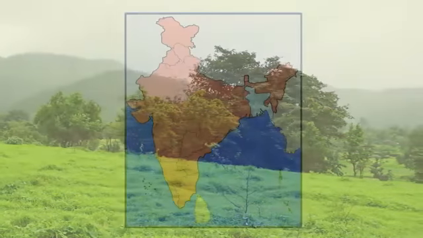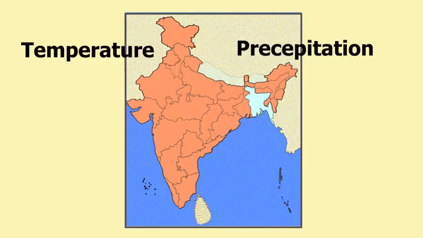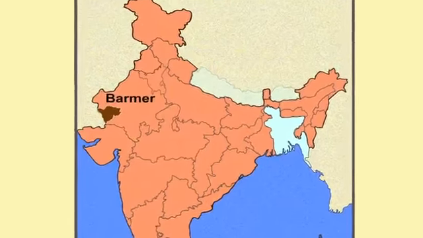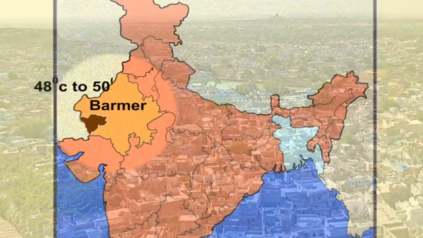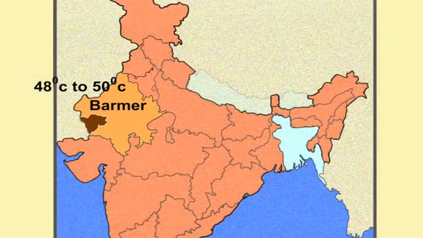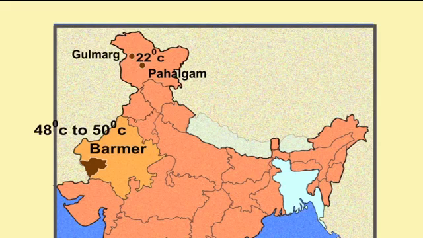Let us take two important elements, that is temperature and precipitation, and examine how they vary from place to place and season to season. If I take temperature, Barmer in Rajasthan may record a temperature of 48 degrees Celsius to 50 degrees Celsius on a June day, while it hardly reaches 22 degrees Celsius at Pahalgam or Gulmarg in Kashmir on the same day. However, in Dras near Kargil, the temperature may go down to minus 40 degrees Celsius during winter.